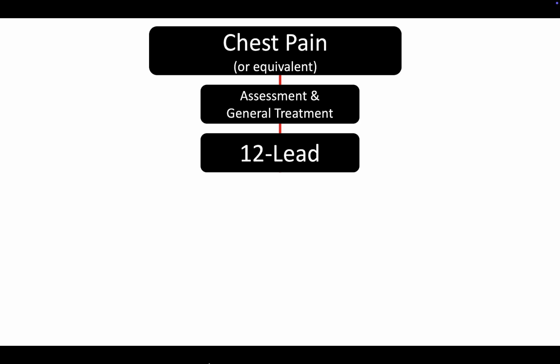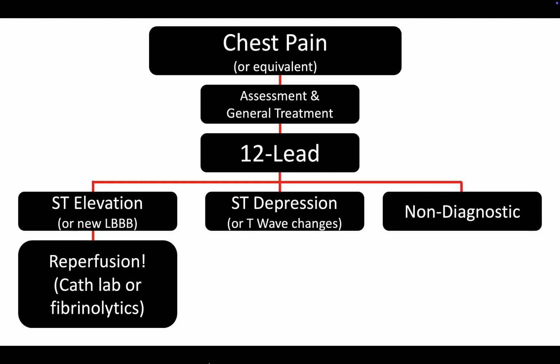So when we look at our standard STEMI protocols, our standard approach to 12 lead, we're looking at a chest pain or cardiac equivalent complaint. We're doing our assessment and general treatment like I just outlined. We're gathering a 12 lead hopefully early, and we're trying to put our patient into one of these three categories. If they have ST elevation, and we'll talk about the specific details in a minute, or a new onset of a left bundle branch block, which is a little trickier to diagnose in the field, then those patients are candidates for reperfusion, whether that's a cath lab or fibrinolytics.